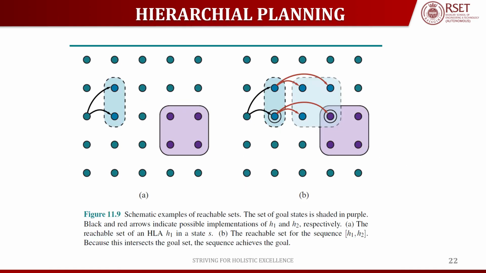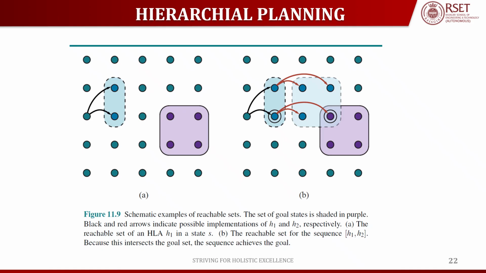In this diagram, you can see how hierarchical planning works using reachable states. Each dot represents a possible state of the situation. The purple shaded area represents the goal state, the final destination you want to reach. In figure A, the planner explores the possible paths from a starting state. The shaded dashed area shows the set of states reachable through a high-level action.